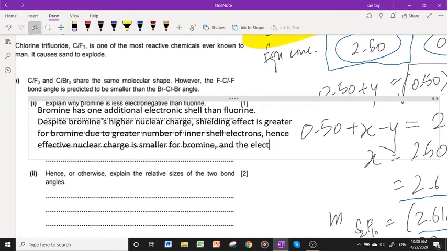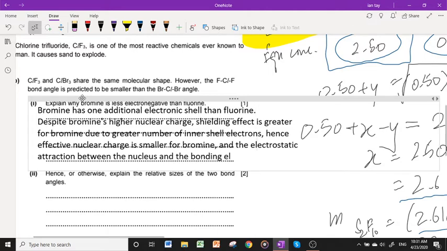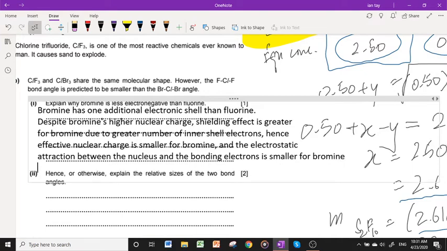and the electrostatic attraction between the nucleus, but now we're talking about electronegativity, so it's not valence electrons but bonding electrons, is smaller for bromine than for fluorine.